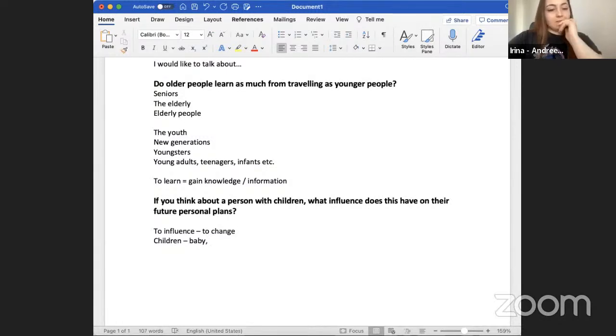What else? Future personal plans with lifestyle, for a long period, like changing the future personal plans. They could also be goals or expectations. Yeah, those change. Okay, nice. And for children, of course, you could also use all the other words: toddlers, infants, offspring, even.